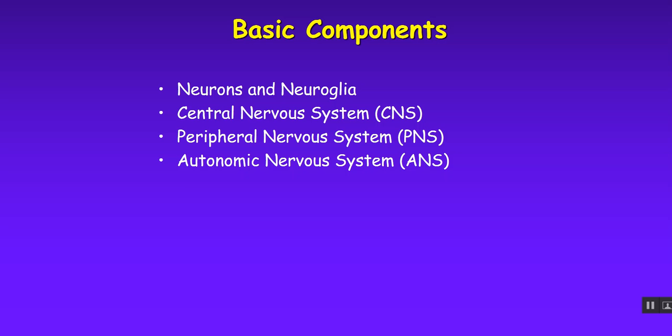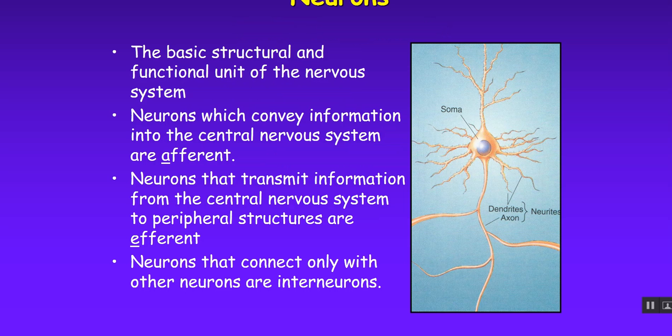So we're going to cover 4 basic components. Neurons and neuroglial cells, which are the lowest, cellular level of the components of the nervous system. Then we have the central nervous system, which is made up of neurons and neuroglial cells. A peripheral nervous system that is also made up of neurons. And then the autonomic nervous system, which is also made up of neurons that are contained in both the central and peripheral nervous system. So we're going to go through each of those 4 major components first.